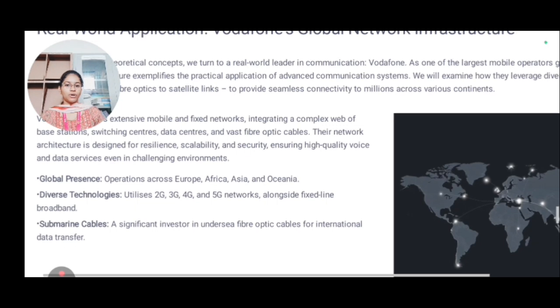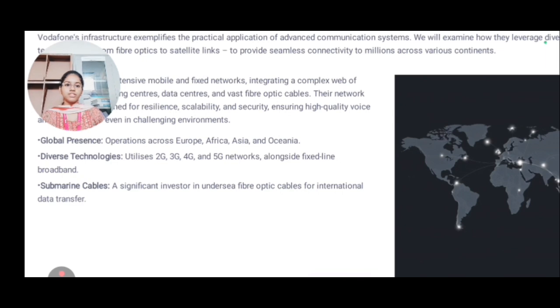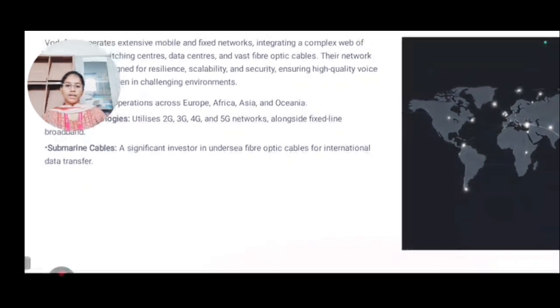in challenging environments. Coming to the global presence, operations across Europe, Africa, Asia and Oceania also include Vodafone. They utilize 2G, 3G, 4G and 5G networks alongside fixed-line broadband. The last one is submarine cables, a significant investment in undersea fiber optic cables for international data transfer. In these sectors, Vodafone is a major player.